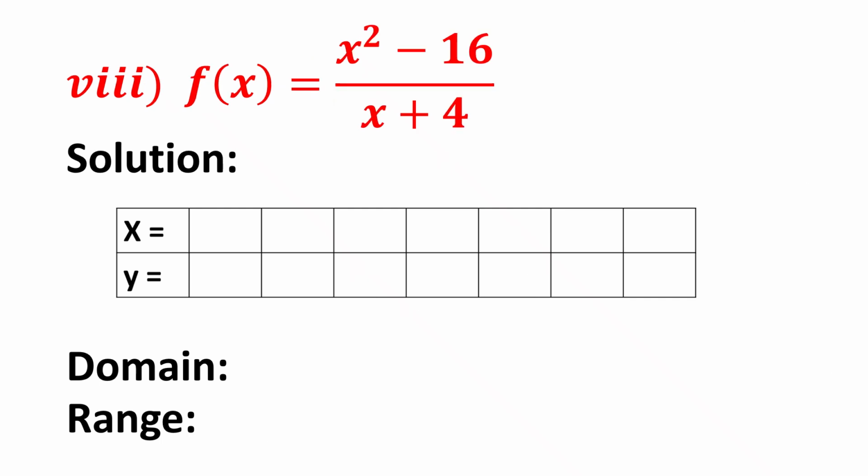The given question is in the form of a fraction, and we know that the denominator shouldn't be 0, otherwise the function will become undefined. So this x plus 4 should not equal 0, meaning that x is not equal to negative 4. So our domain will be the set of all real numbers excluding negative 4. Now let's find the range.